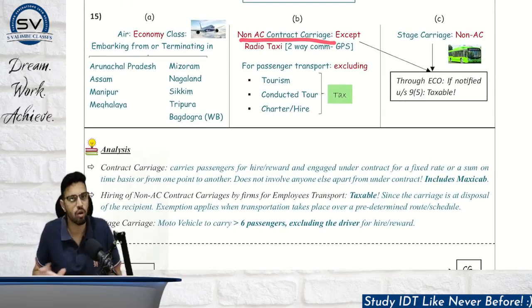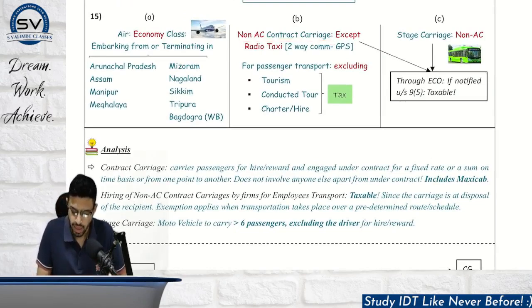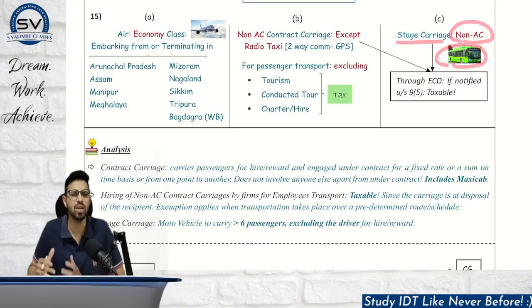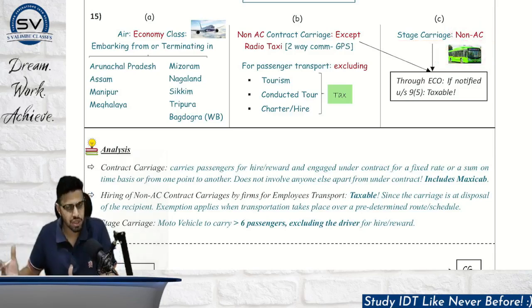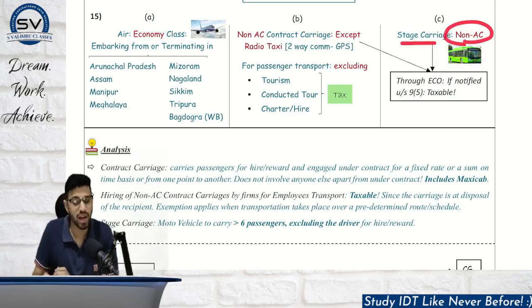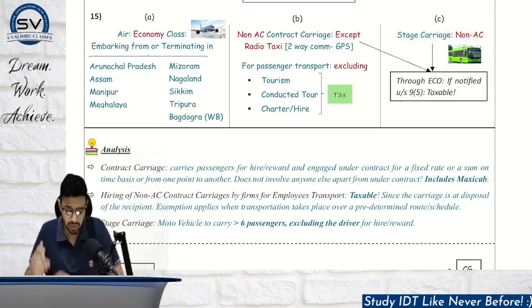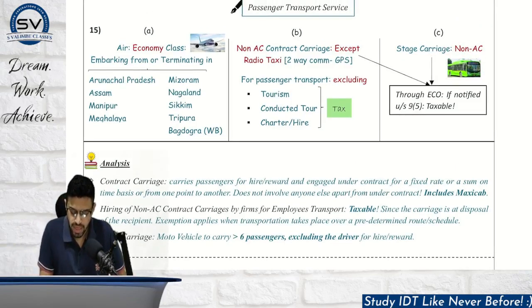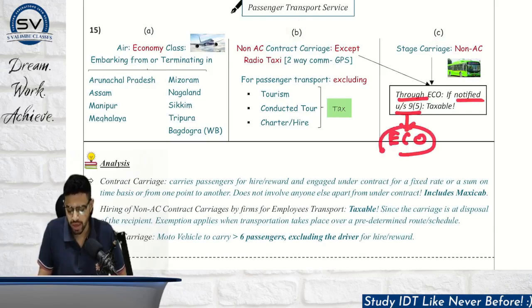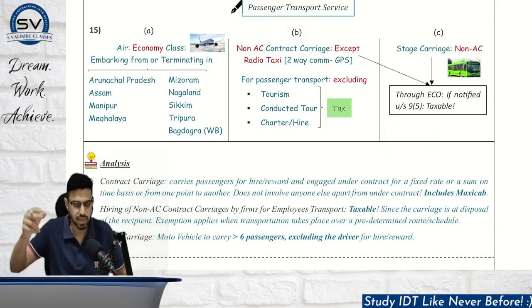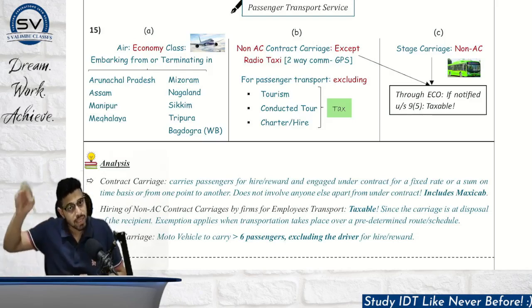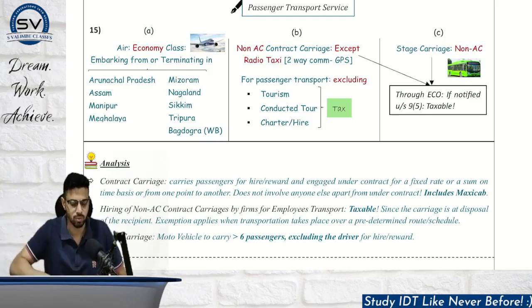So for the balance, non-AC contract carriage, no GST. Next, stage carriage, non-AC. Stage carriage, you can link it to the big buses run by the government. But provided again, no AC. AC means luxury, GST will be leviable. If these B and C are provided through an ECO and they are notified under 9(5), this ECO concept will be covered later. There are certain notified services under 9(5) in which there is a deeming provision that the ECO is assumed to be providing the services, not the actual service provider. In that case, GST will be taxable. Otherwise, it will be exempt.